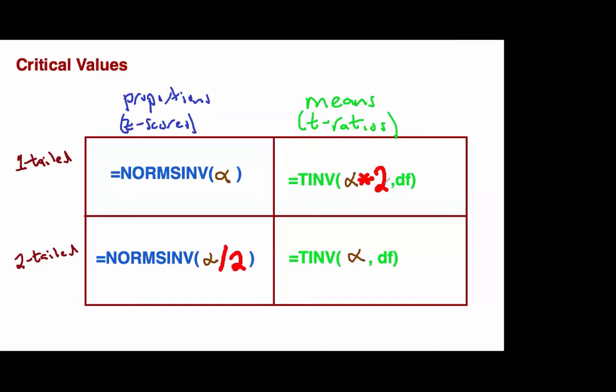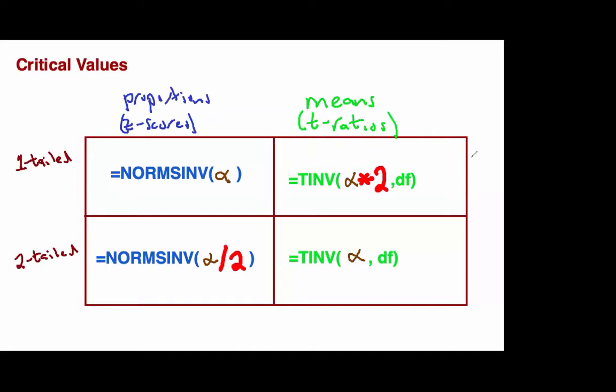Okay, again, all we're doing is essentially just tricking the system. If we want all of alpha to go into one tail, we'll trick it by telling it that alpha is twice as large, and then it will give us the critical value for that actual tail. All right, so again, that's sort of a review from yesterday.